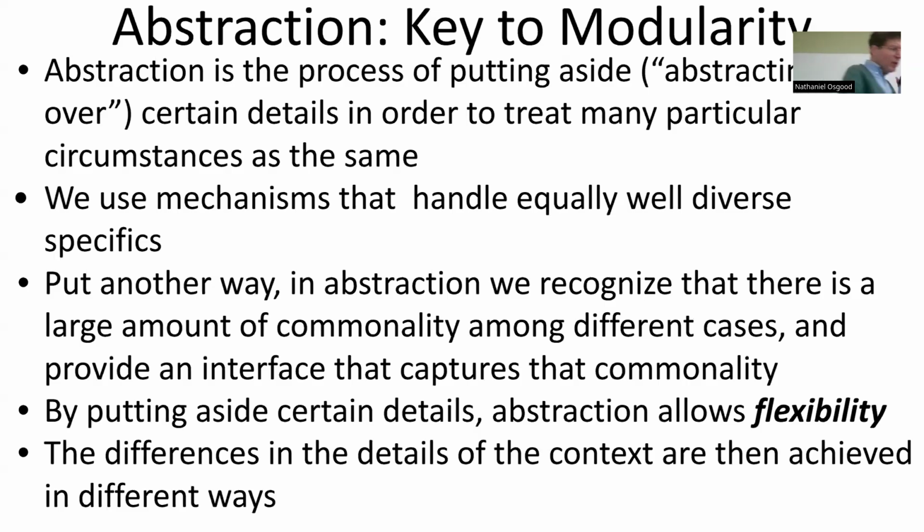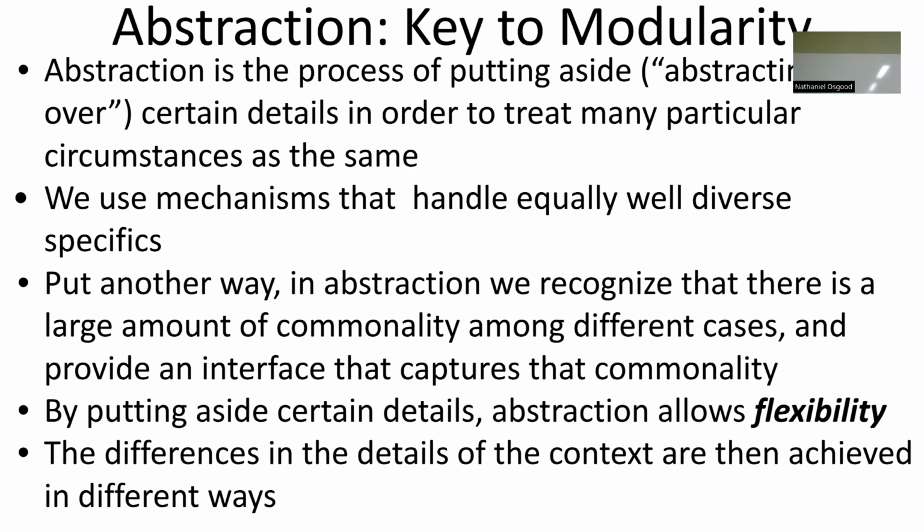So the key to achieving effective modularity is abstraction. You may have heard this term bandied about in many different ways, having to do with high level understanding and generality. But I want to define it in a certain way, because I'm going to be taking a certain stance that's going to unify things that are often dealt with separately. Abstraction, I'd like you to view as the process of putting aside certain detail to treat many particular cases, many particular circumstances, as the same.